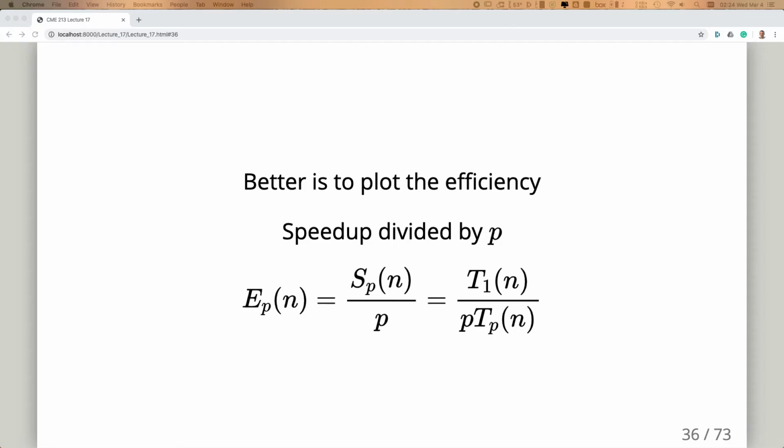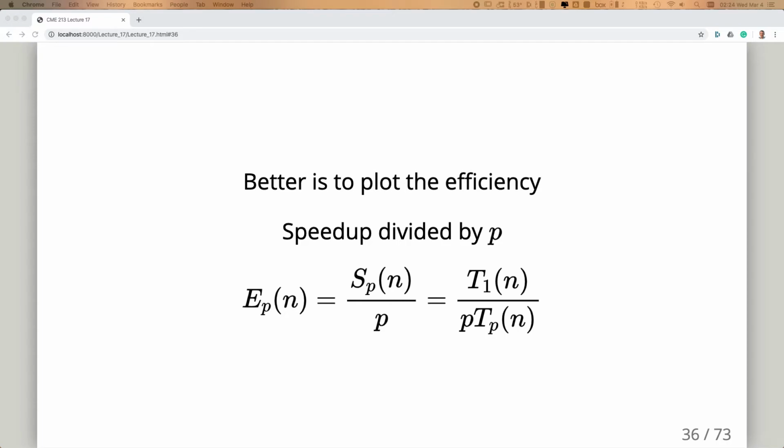Actually, this number is very seldom published, mostly because it doesn't look as good as S. Because the speedup always goes up, whereas if you divide by P, now it will definitely go down. And the best you can do is just making it constant. But this is a real quantity to look at.